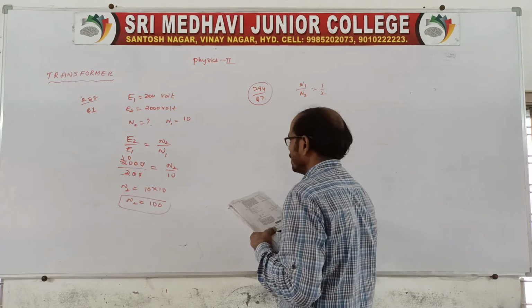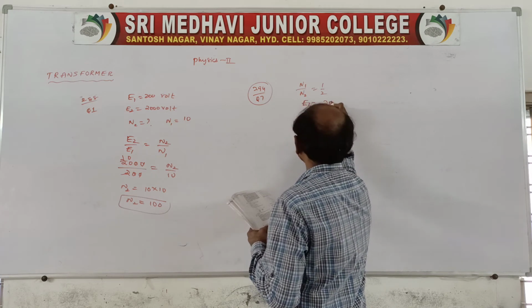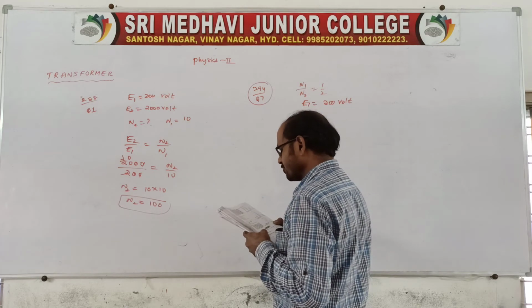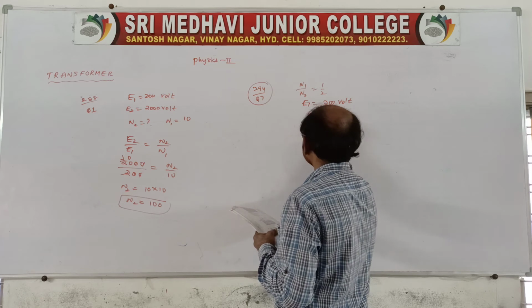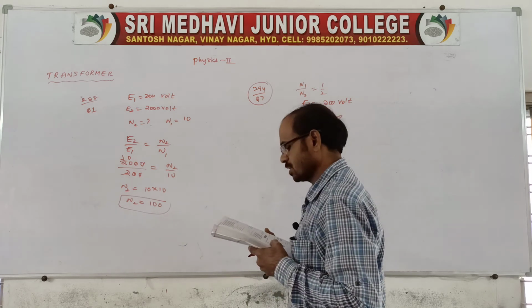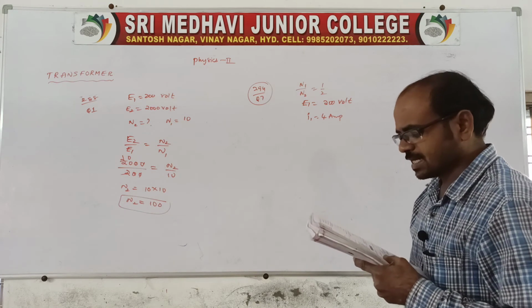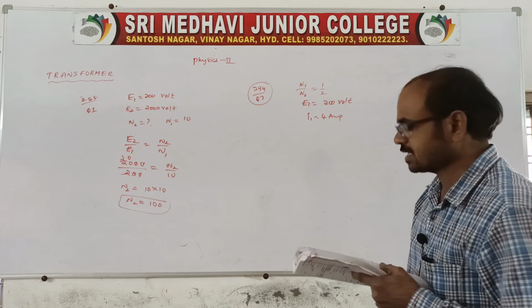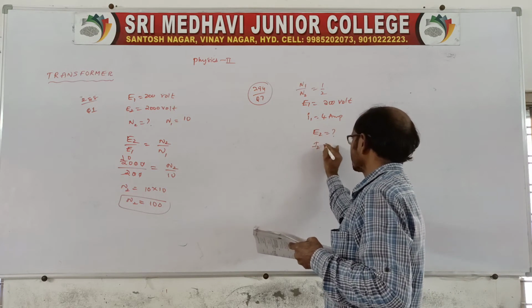So the alternator voltage is given, that is E1 is equal to 200 volt, right? A current of 4 ampere flows through the primary, that is I1 is equal to 4 ampere, assuming that the transformer has no loss. Find the secondary voltage and the current. So E2 is asking and I2 is asking, of course.